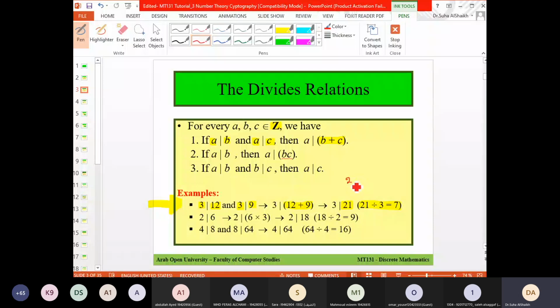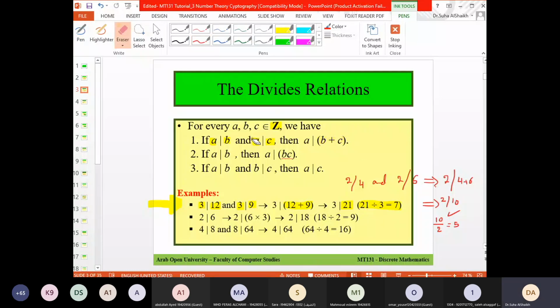نجرب مثلا. 2 divides 4 and 2 divides مثلا let's say 6. على حسب الرول هذه معناها ان 2 لازم يقسم ال 4 plus 6. ايش 4 plus 6؟ 10. Does it? That's true. Yeah. 2 divides 10 لأن 10 على 2 is equal to 5. Integer again.